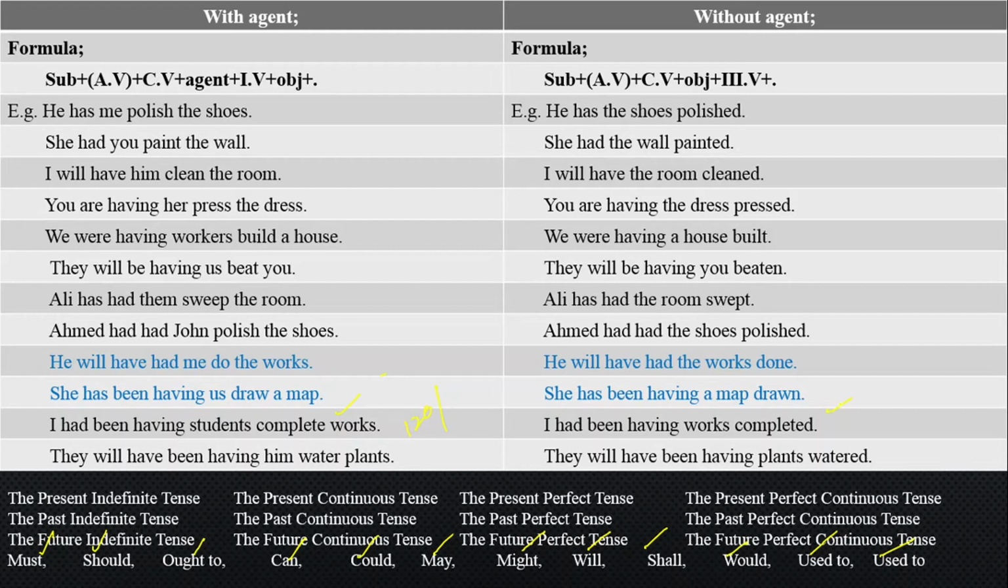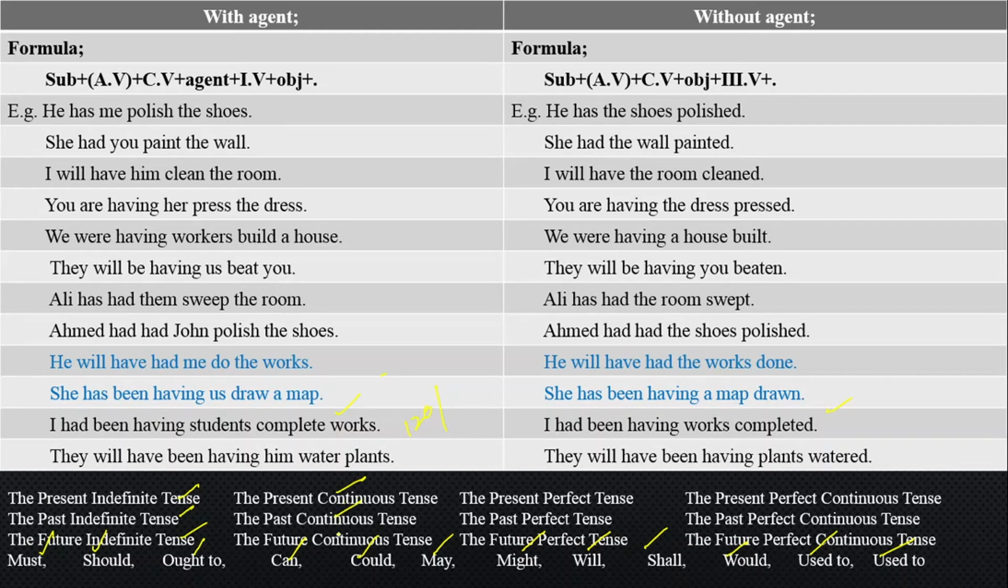I will have works completed. I will not have works completed. Will I have works completed? Will I not have works completed? Won't I have works completed? I am having works completed. I am not having works completed. Am I having works completed? Am I not having works completed? Aren't I having works completed? I was having works completed. I was not having works completed.